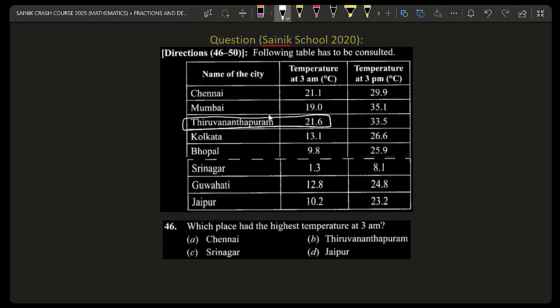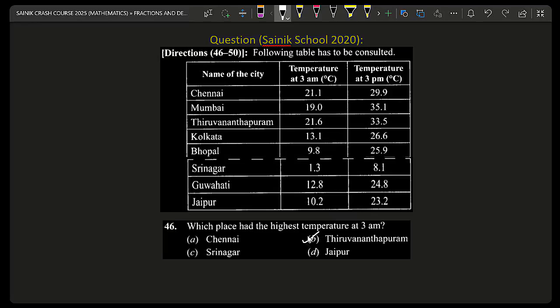What is the new name of Thiruvananthapuram? You know that? No, sir. Trivandrum. Say again. Trivandrum. Yes. That is, option B is correct.